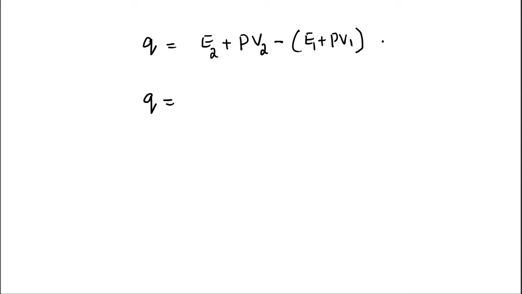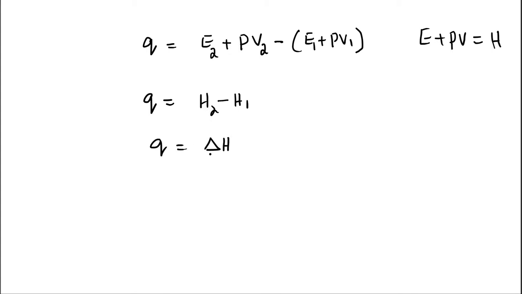So now let's rearrange this equation. I put the terms that represent the final state together, that is E2 plus PV2, minus E1 plus PV1. So here this E plus PV, let's define a new word, E plus PV as H. Therefore Q equals H2 minus H1, so Q equals delta H.